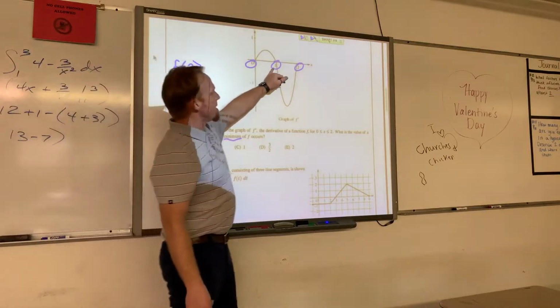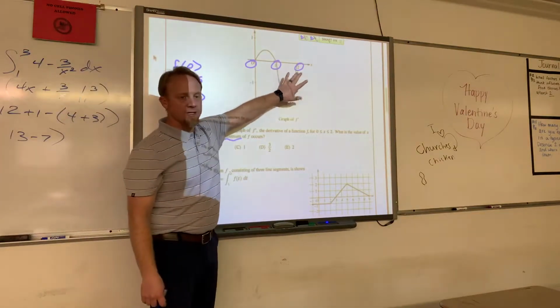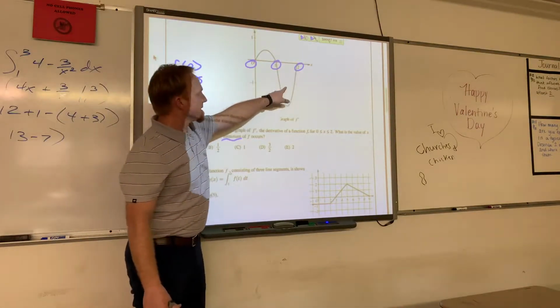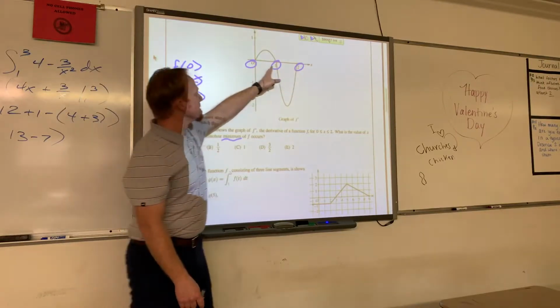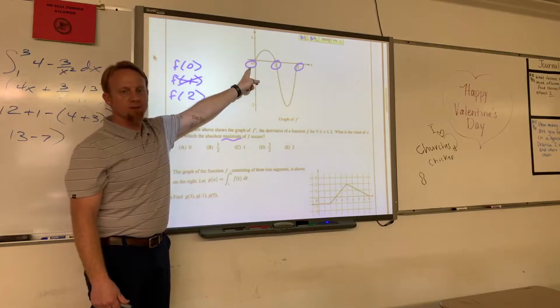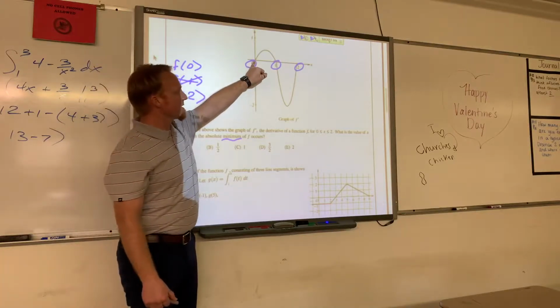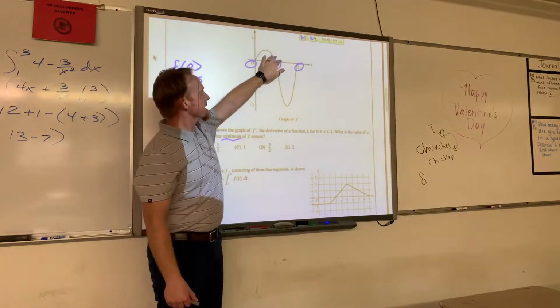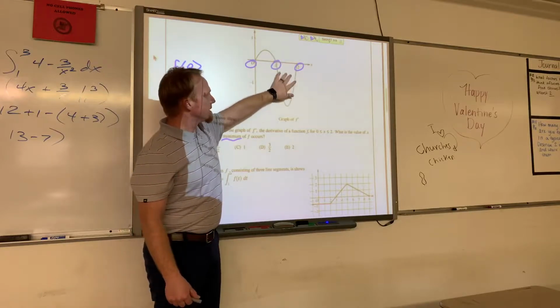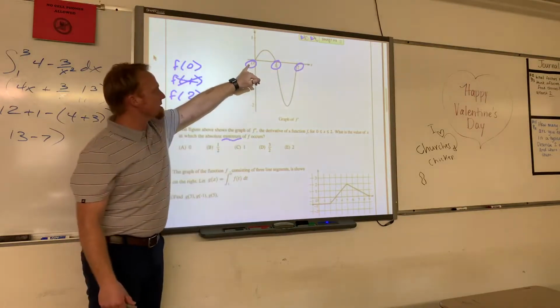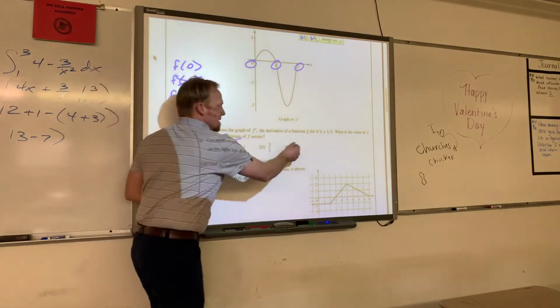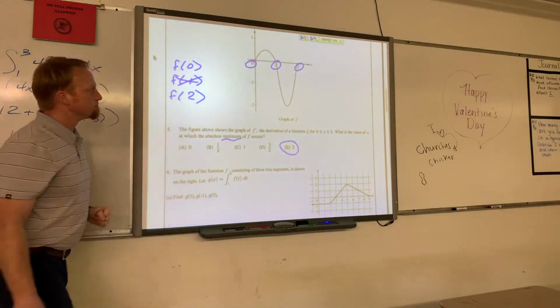Then we go from 1 to 2. We have a bunch of negative area here. Since this area is larger than this area, 2 is going to be smaller than 0. Whatever 0 is, I'm going to increase a little bit because of this, but then I'm going to decrease a lot because of that. So 2 is going to be smaller than 0. So my answer is 2.